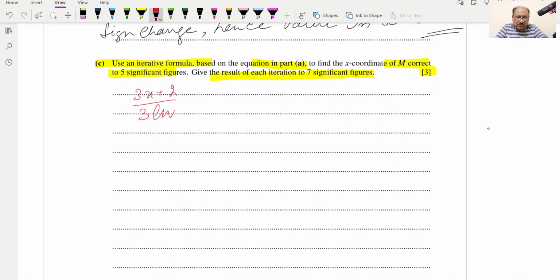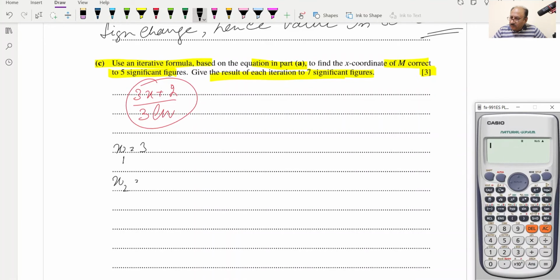We can start with x is equal to 3. This will be our x1 value. We will type the equation (3 times the previous value plus 2) over 3 log of x, and now we can calculate for x is equal to 3.